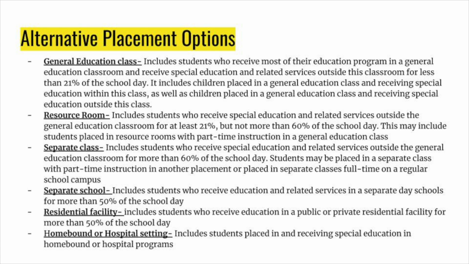The fifth one is a residential facility. This includes students who receive education in a public or private residential facility for more than 50% of the school day. And the final, most restrictive option is homebound or hospital setting. This includes students placed in and receiving special education in a homebound or hospital program.